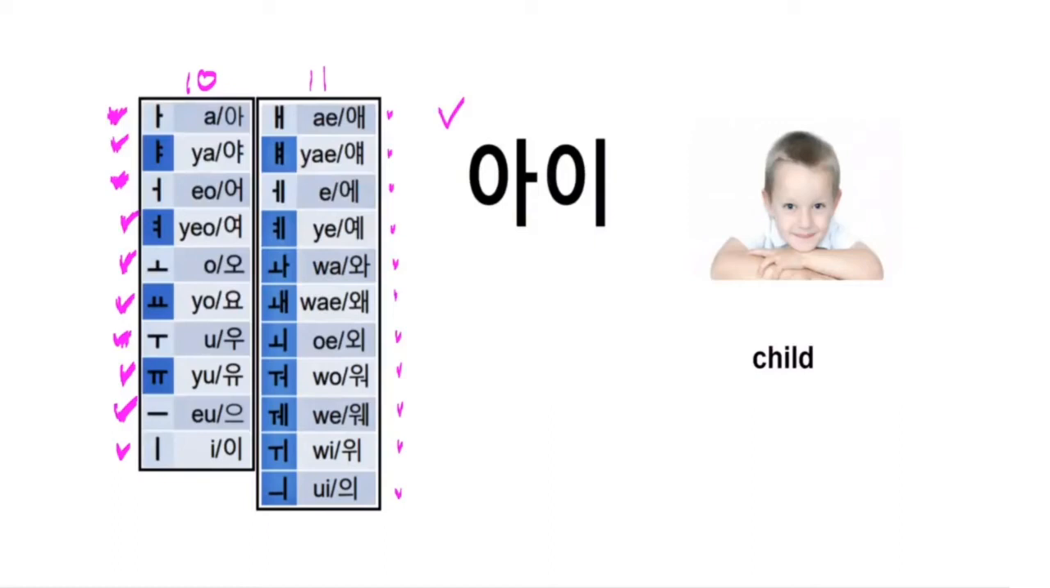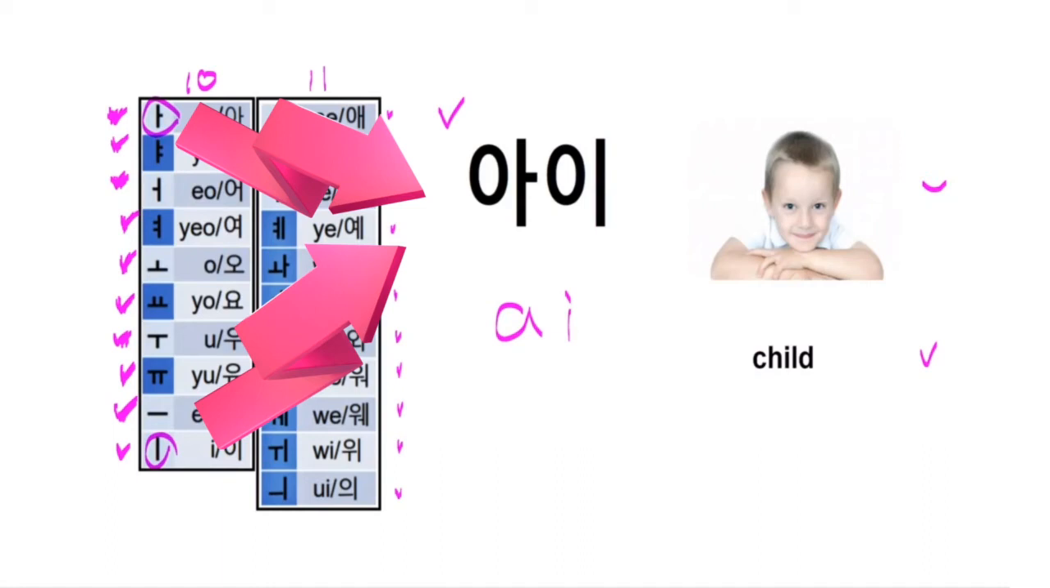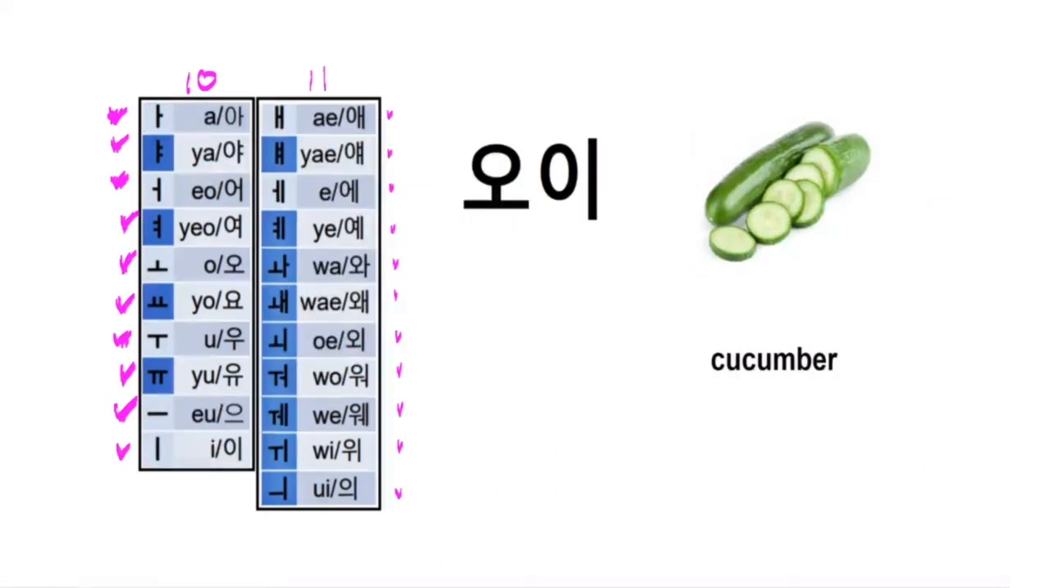Did you find it? Okay, where is it? A, E. Good. It means child. Repeat after me. A, E. Okay, good. Next. Okay, let's read this word.